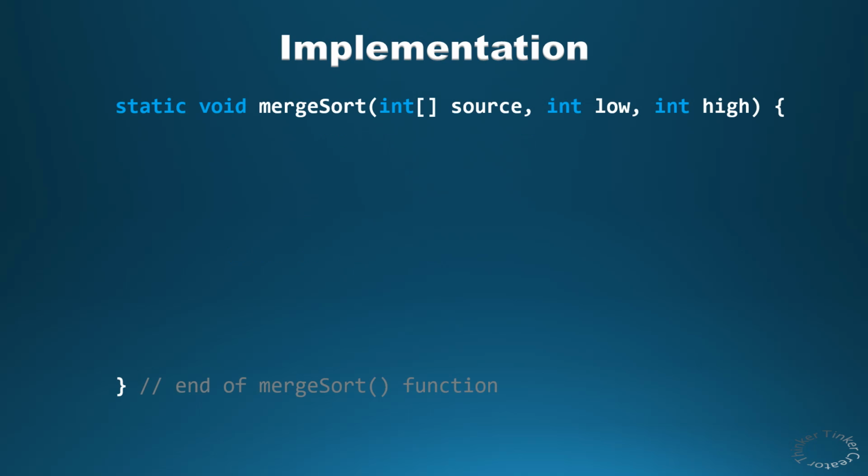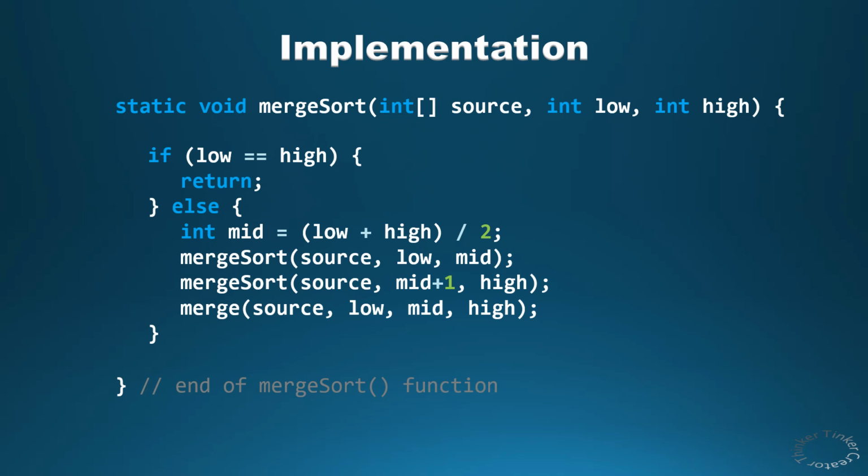Here's the implementation for the merge sort. The function accepts 3 inputs. The source list, the low index for the left half, the high index for the right half. And here's the code for the base case and the recursion.